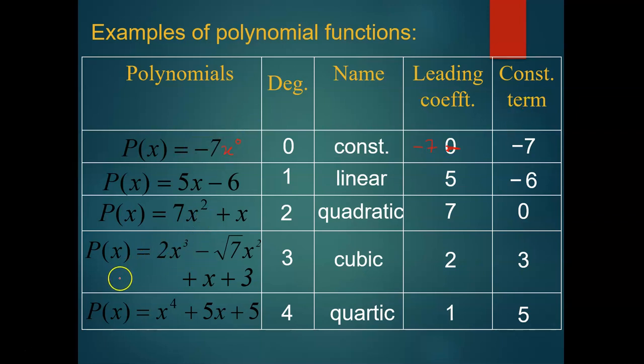How about the fourth example? This is power 3, a polynomial of degree 3. We call it a cubic function. Leading coefficient is 2. Why 2?